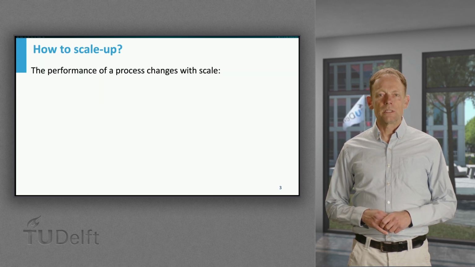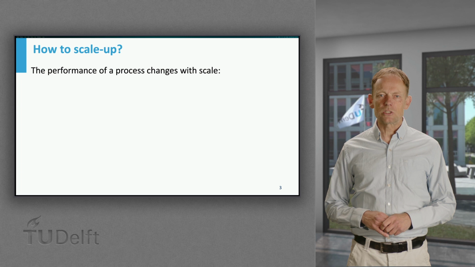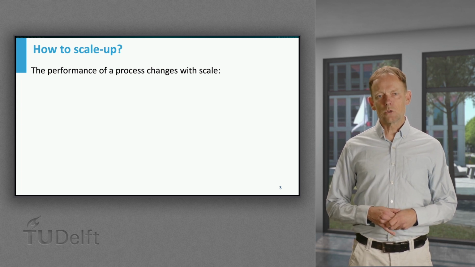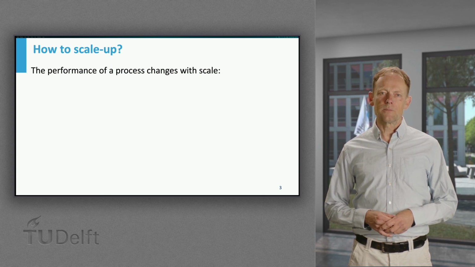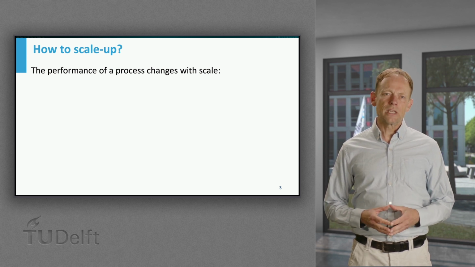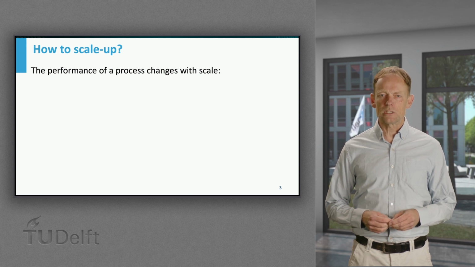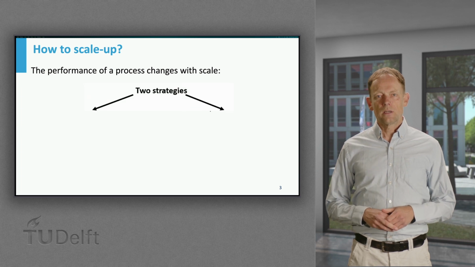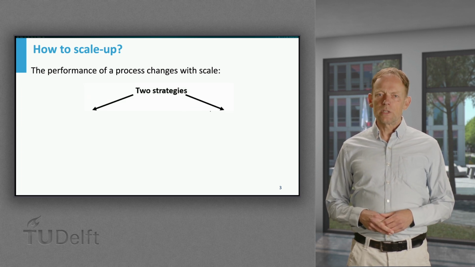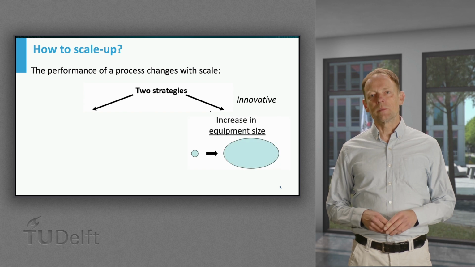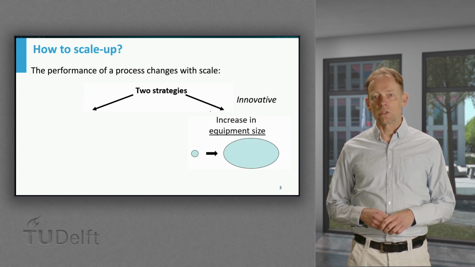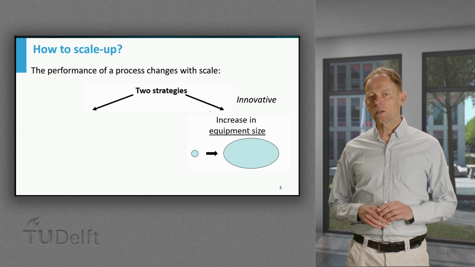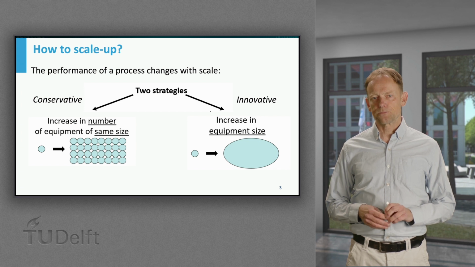Scale-up comes with risks. Very often there are scale effects and the performance of a process changes with scale, where usually it is lower on the large scale. Dealing with these risks has resulted in two main approaches applied in the industry, either innovative or conservative. While the innovative one is increasing in size to capture the economy of scale, with examples as stir tanks, power plants, airplanes and bridges, the conservative one is increasing in numbers.